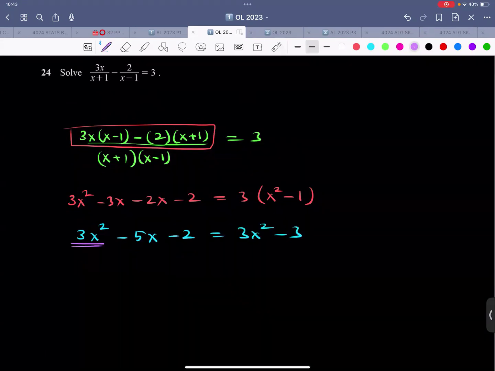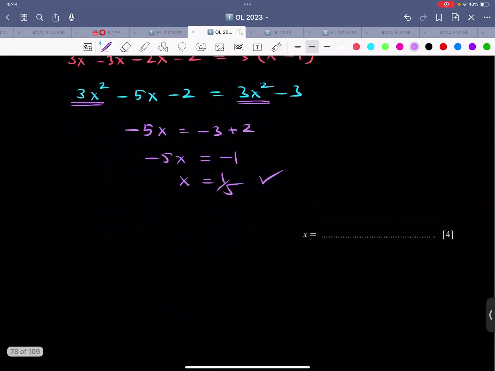The good thing is there is 3x squared on both sides, so it cancels. Negative 5x is equal to negative 3 plus 2. Negative 5x is negative 1. Therefore, x is 1/5. And that's the answer, which is x is 1/5.